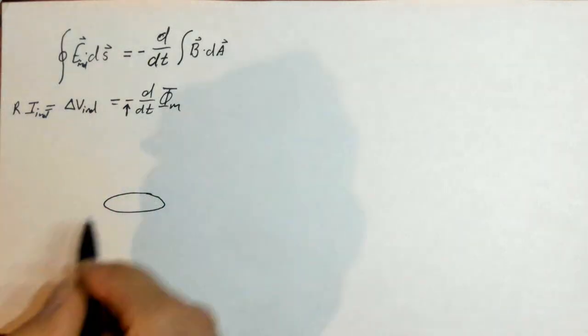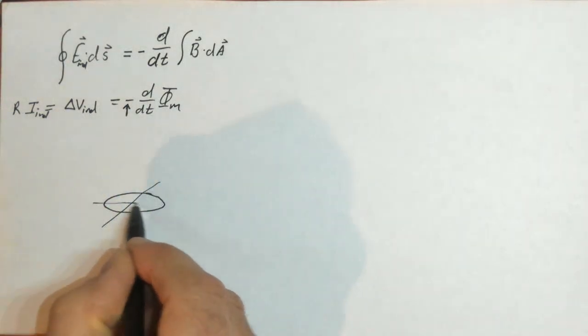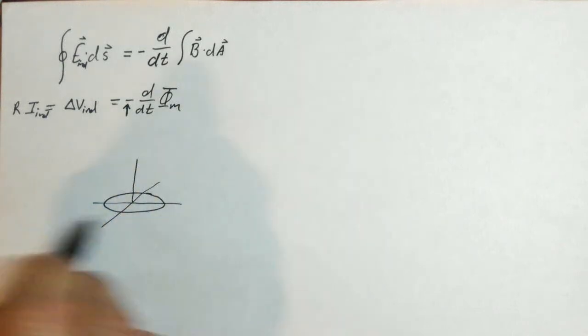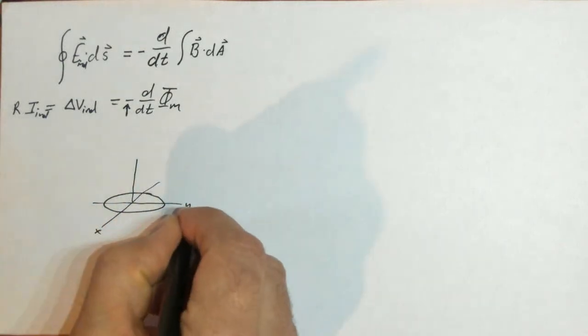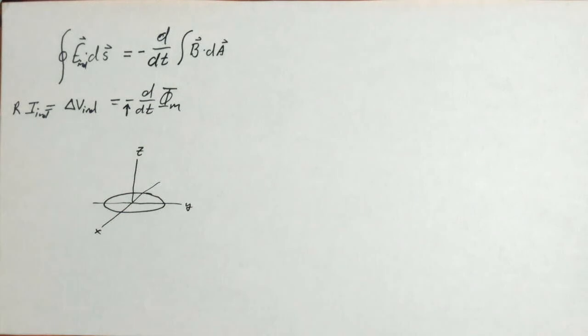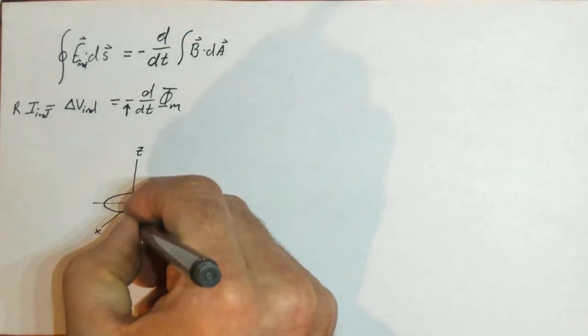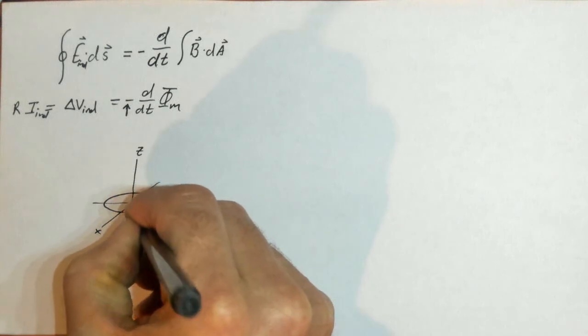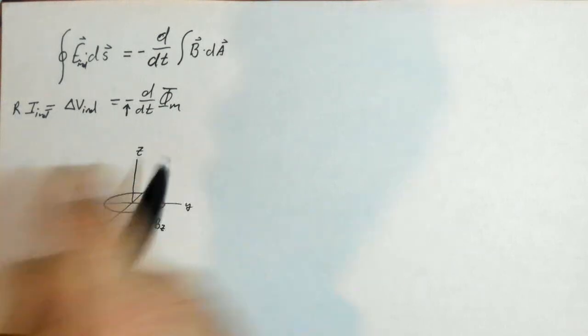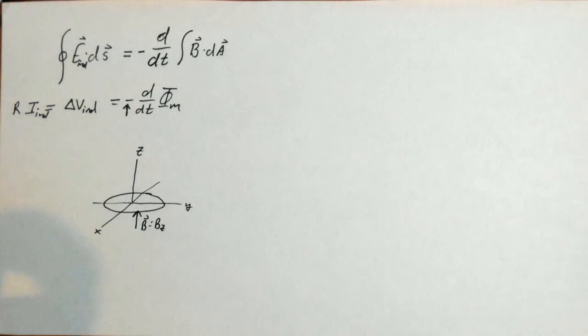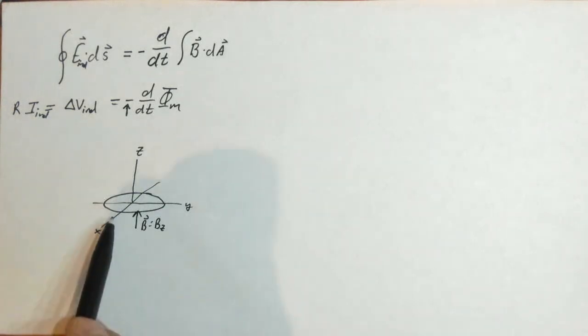So I've kind of got it drawn, in and out. So that's a horizontal. We'll call this X, Y, and Z. All right? Now if I have a magnetic field that's in the Z direction, okay, so B equals B_z, all right?